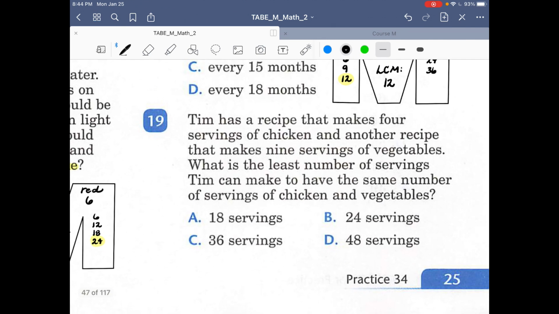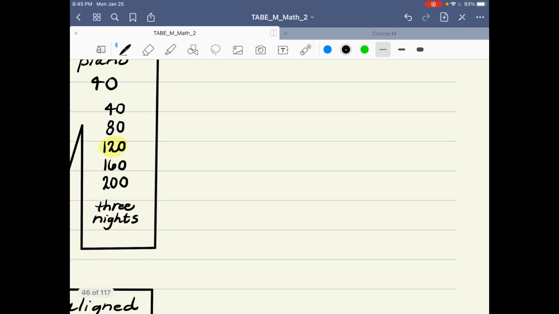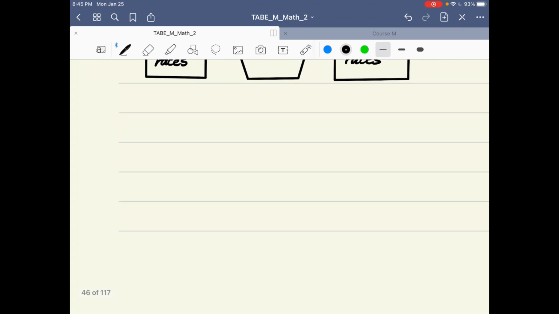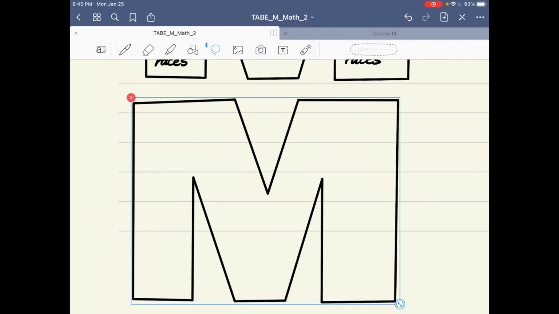And finally, number 19. I don't know where I got 10. Tim has a recipe that makes 4 servings of chicken and another recipe that makes 9 servings of vegetables. What is the least number of servings Tim can make to have the same number of servings of chicken and vegetables? So I'm going to pull back over here. Let's put this one in for number 19.